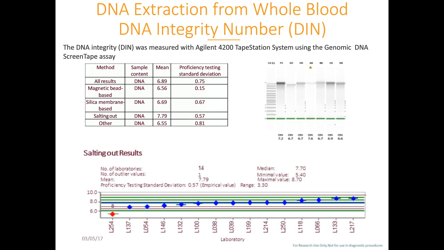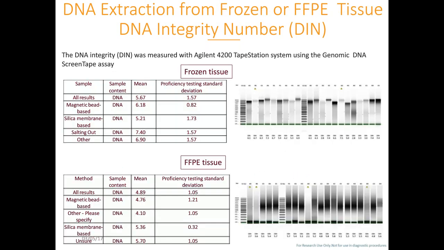Similarly, DNA extraction from frozen or FFPE tissue scheme. The TapeStation here is used again to compare the integrity of the DNA samples. In this specific round, the average DIN from frozen tissue was around 6, while the average DIN from FFPE tissue was around 5. And on the right, you can see some corresponding electropherograms.